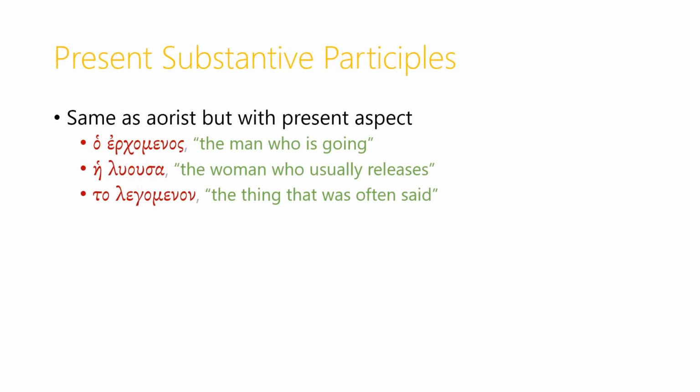Present substantive participles work very much like aorist substantive participles. So ho erchomenos would be the man who is going. Notice that again we have the present aspect. So instead of the man who goes, this is the man who is going, with a continual sense. Or ho erchomenos could be the man who is beginning to go. He lusa is similarly the woman who usually releases, or the woman who is releasing. And to legomenon is the thing that was often said, or the thing that is being said.